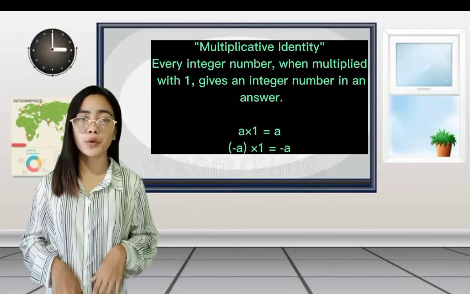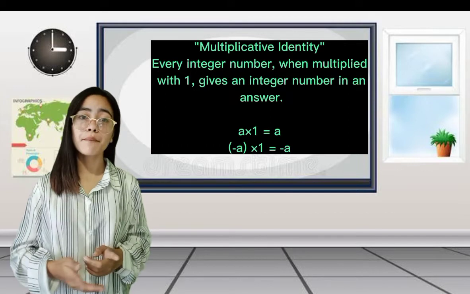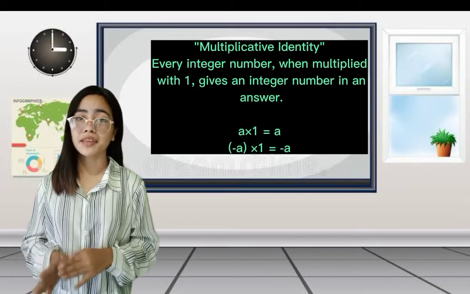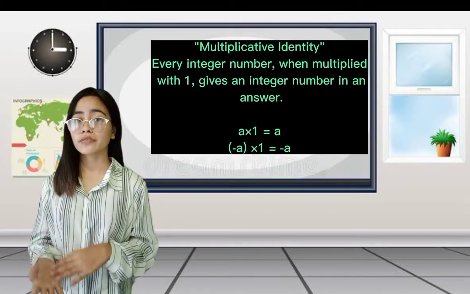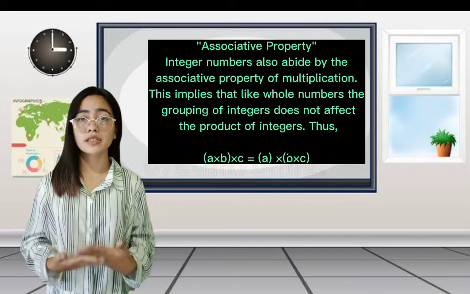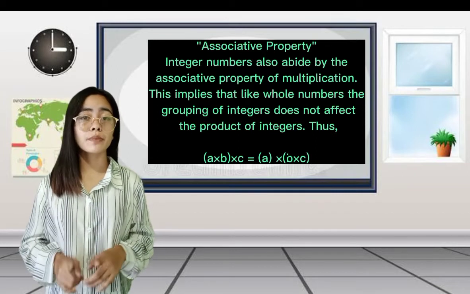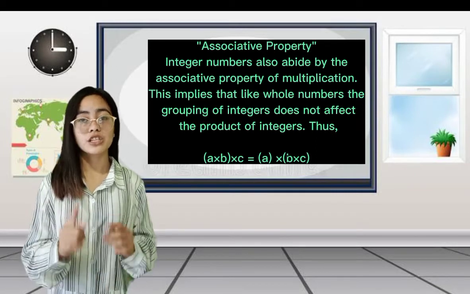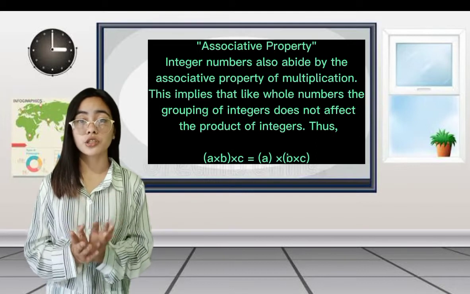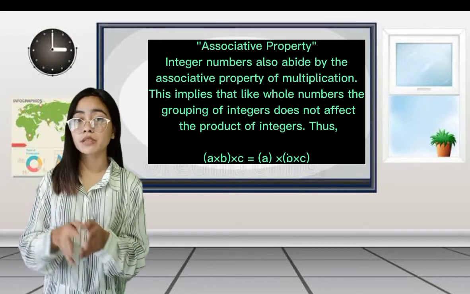Every integer number when multiplied with 1 gives an integer number as the answer. Example, a times 1 equals a. Negative a times 1 equals negative a. Next is the associative property. Integer numbers also abide by the associative property of multiplication. This implies that, like whole numbers, the grouping of integers does not affect the product of integers. Thus, (a times b) times c equals a times (b times c).